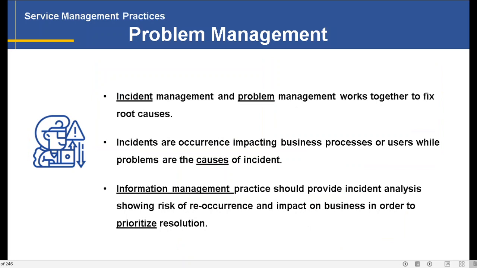Problem management contributes to other practices by providing visibility towards the underlying causes. For example, the incident management practice can reduce the impact of incidents by elimination of causes through the fix provided by the problem management.